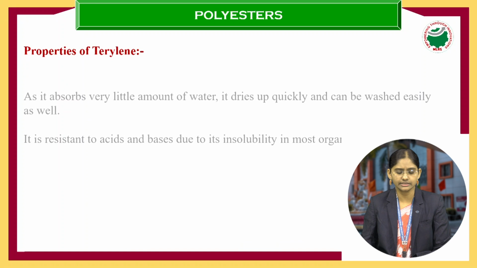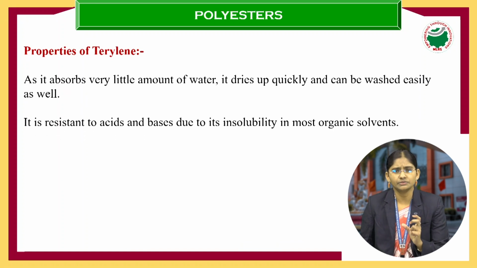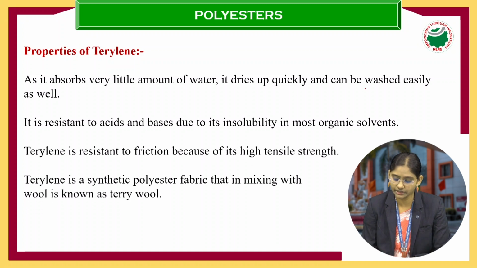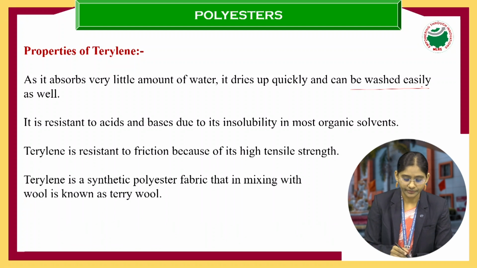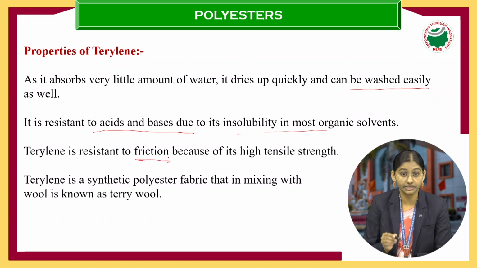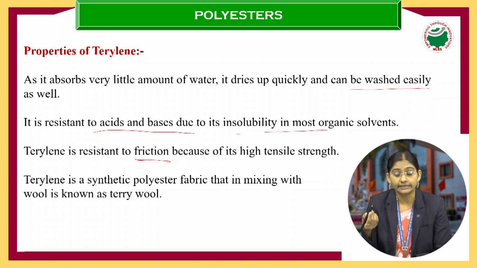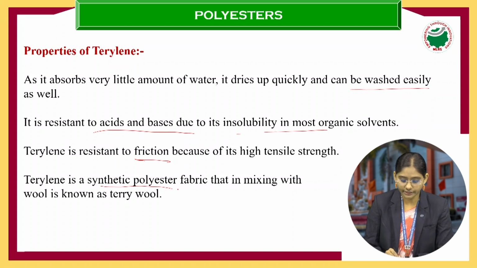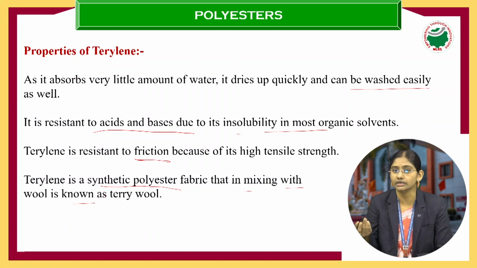Now we'll see the properties of this terylene. This terylene absorbs very little amount of water. Okay, so because it absorbs very little water, it dries up quickly and it can be washed easily. And this terylene cloth or Dacron fabric is resistant to acids and bases, due to its insolubility in most organic solvents. And terylene is resistant to friction also because of its high tensile strength. And terylene is a synthetic polyester fabric that, when mixed with wool, is called terrywool.